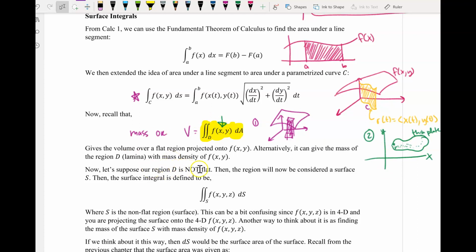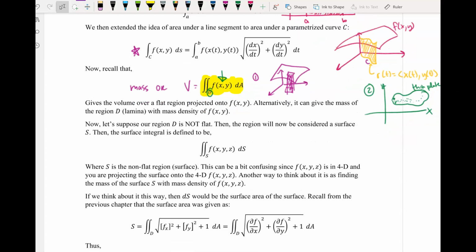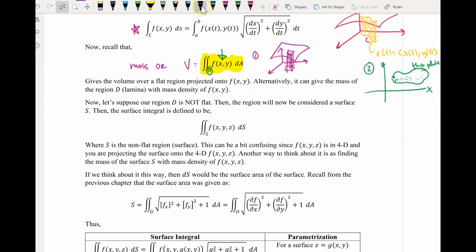Now let's say our region D is not flat. Okay, so this particular region D is not going to be flat. So now we're going to look at a surface, and now we're going to go into the 3D space like this. All right, so something like this. So what you can kind of think about this, okay, so this is surface S, okay? So our surface integral is defined to be the double integral over the surface S of f of x comma y comma z dS.